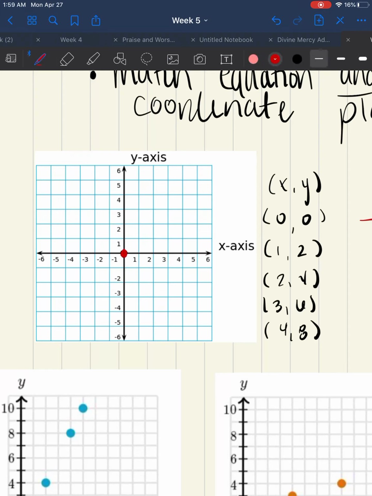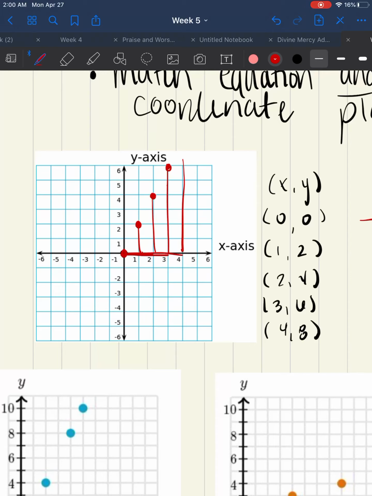Right here. Second one is 1, 2, which means that I'm going to go to positive 1 and up to positive 2. Third one is 2, 4. I'm going to go to positive 2 and go up to positive 4. The next one is 3, 6. So I'm going to go to positive 3 and go all the way up to positive 6. The next one is 4, 8. I'm going to go to 4. And if you notice, you can't really stop on this one because the 8 is cut off, but that doesn't mean that it's not there, right?